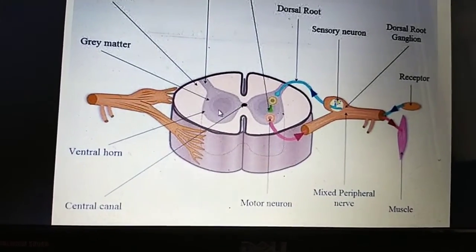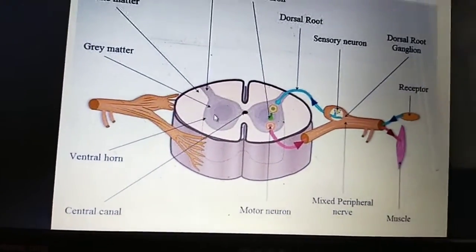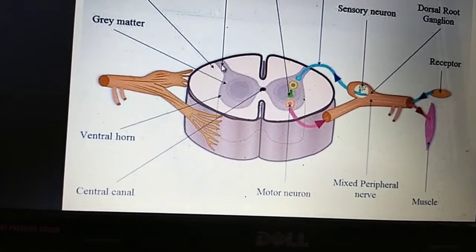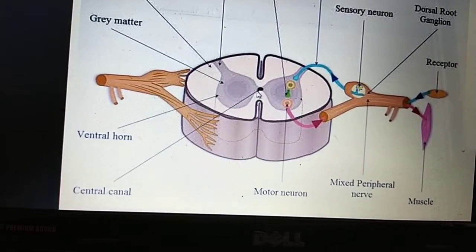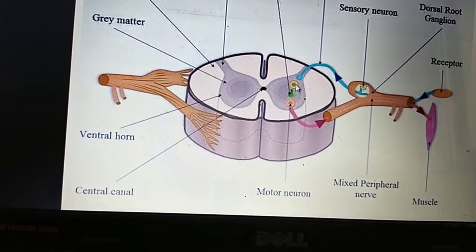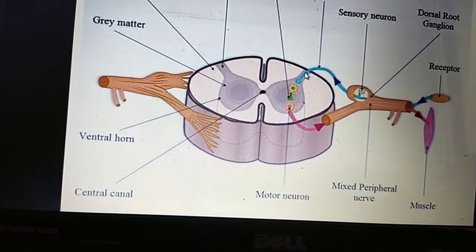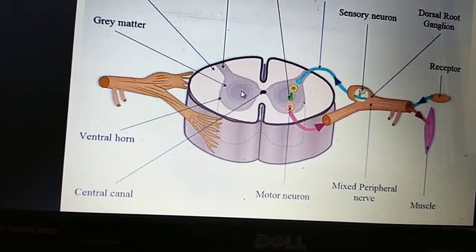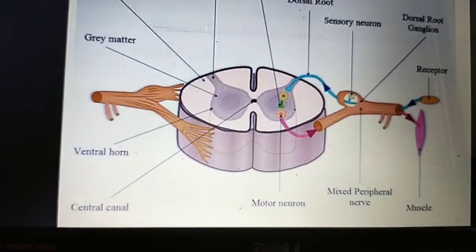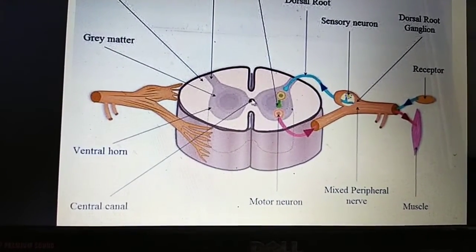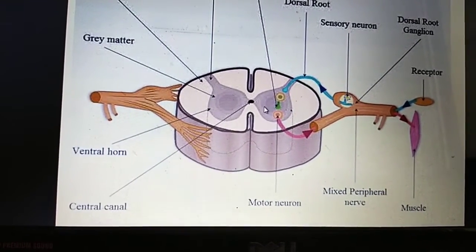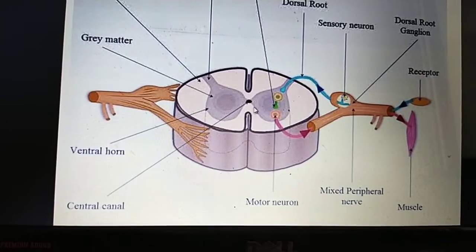It has the ventral horn and dorsal horn. This is the ventral horn, and this is the dorsal horn. It has one canal, which is called the central canal. This is a dorsal horn, this is a ventral horn, and this is a lateral horn. This is the gray commissure. It means the right and left gray matter unite and form a gray commissure.